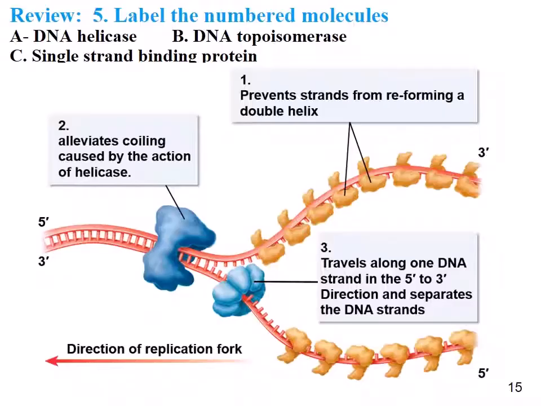Number 1, who prevents the strand from reforming a double helix? That's going to be C, single strand binding protein. Number 2, who alleviates coiling action caused by helicase? That's going to be B, DNA topoisomerase. And then 3, I mean, they kind of tell you the answer in 2, right? But 3 says travels along 1 DNA strand in the 5' to 3' direction and separates the DNA strands. That's going to be A, DNA helicase.